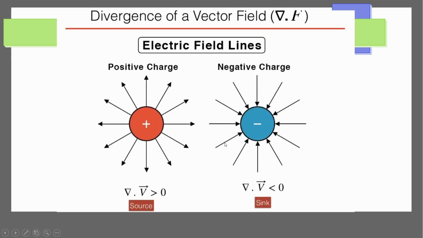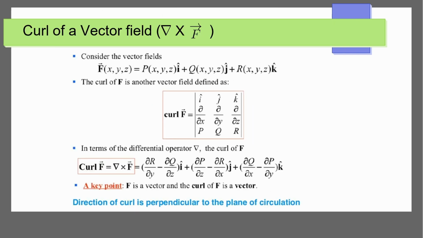Now let's look at these two figures. Here we see the field lines spreading outwards, basically diverging. And in this figure right here, we can see that the field lines are converging inwards. So this case over here is when the divergence of the vector is positive, and this case over here is when the divergence of the vector is negative. When the divergence is positive, we can call it a source, and when the divergence is negative, we can call it a sink.